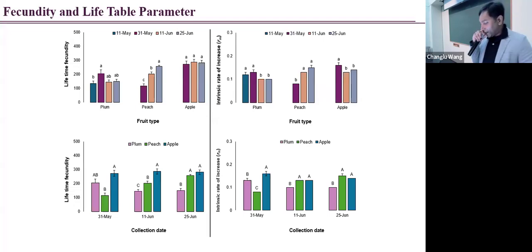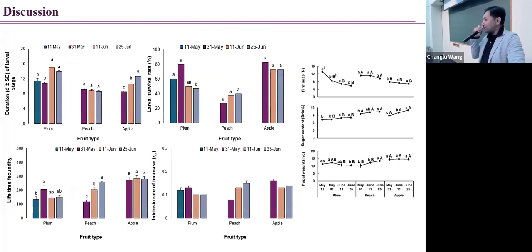So we know that, okay, now what is the reason behind that? Because we found that the intrinsic rate of increase is higher on peach fruit in the later stage. Because if you see the right picture again, in the later stage the firmness is lower than the earlier stage in peach fruit. So that's why, and the sugar content is also going higher. So that's probably the reason for getting more eggs.